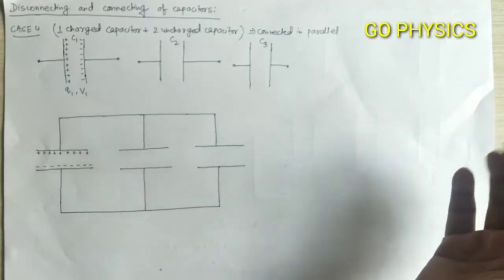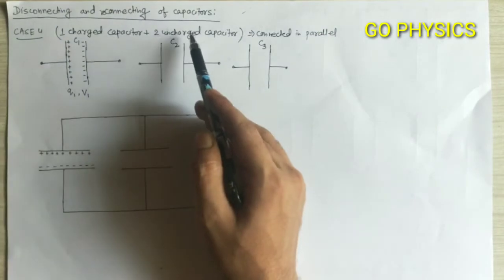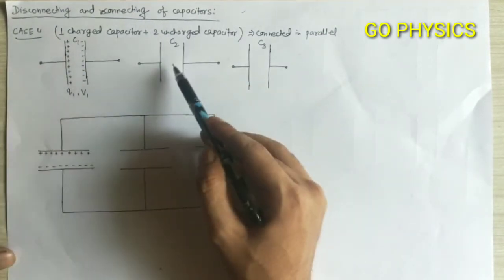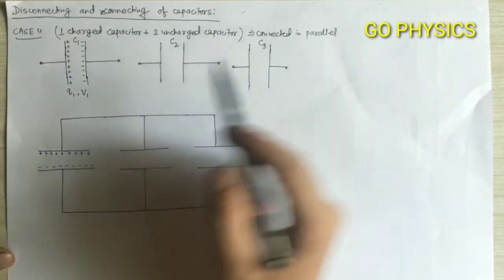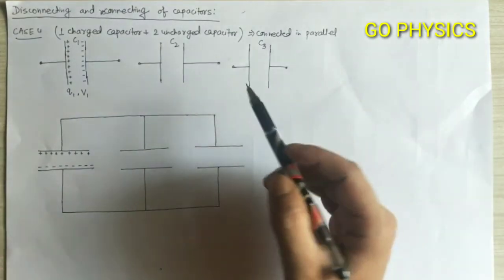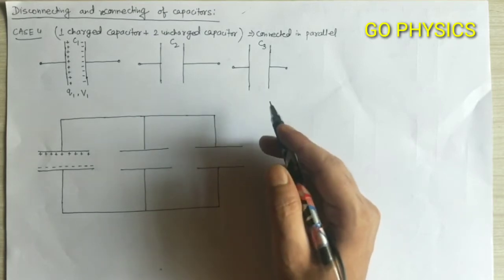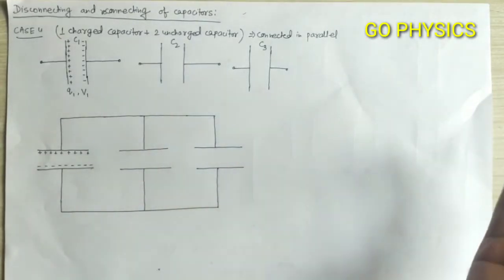This is the fourth lecture in the lecture series on disconnecting and reconnecting of capacitors. In this case, we will have three capacitors. One is an initially charged capacitor and the other two are initially uncharged. Now we are connecting the three capacitors in parallel. In this case, we have to find the final charge on all three capacitors after the steady state is reached.